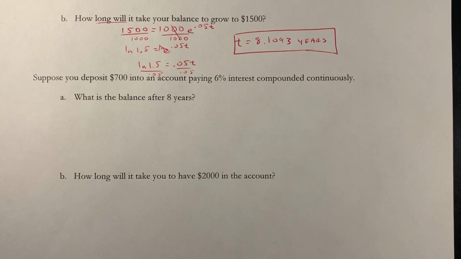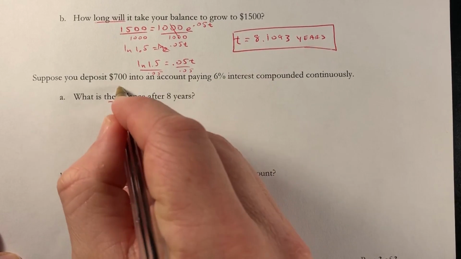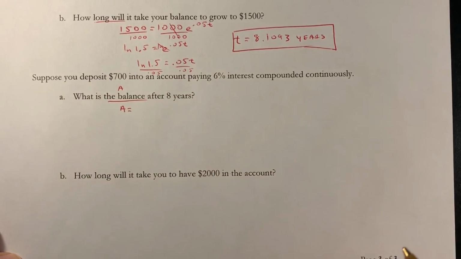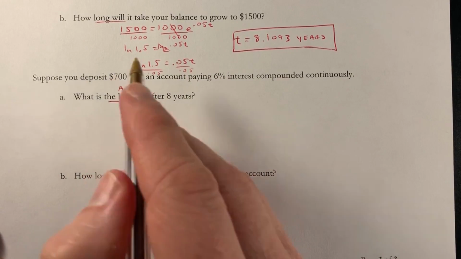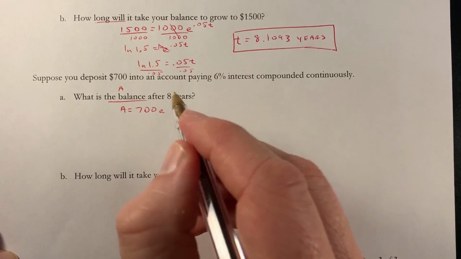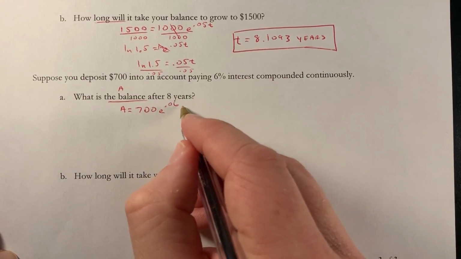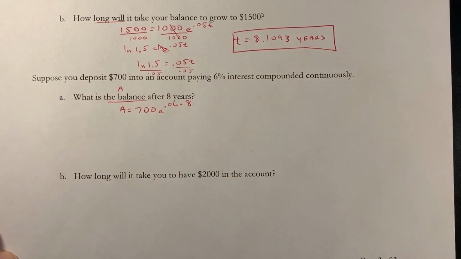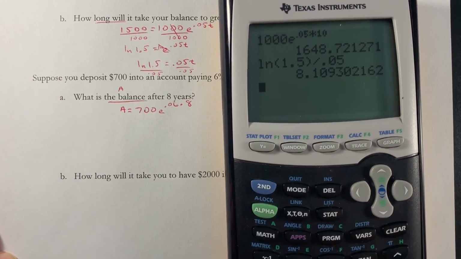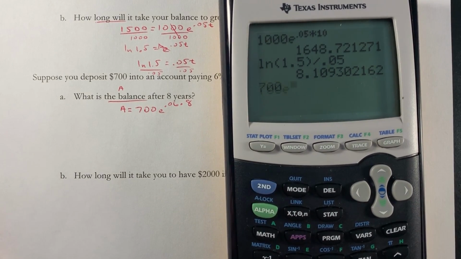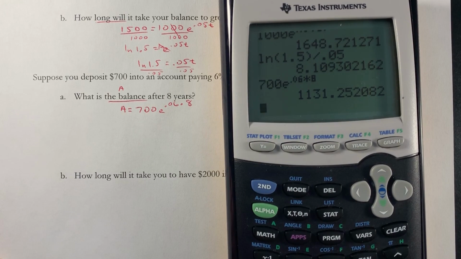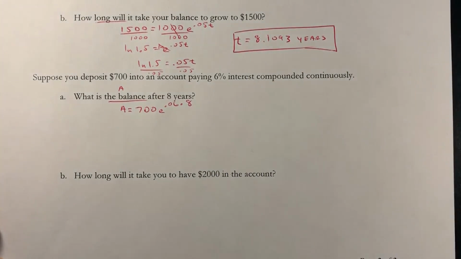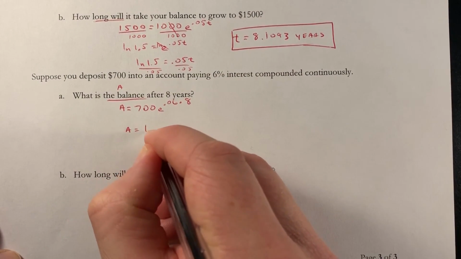Okay, suppose you deposit $700 into an account at 6% interest, compounded continuously. What is the balance after 8 years? So what is the balance? That's A. We want to know A. So A equals P, the beginning amount is $700, times e to the r, 0.06, times t, which is 8 years. Okay, so this is another one we can just type into the calculator. 700 times e to the 0.06 times 8 power. Okay, so that's $1,131.25.